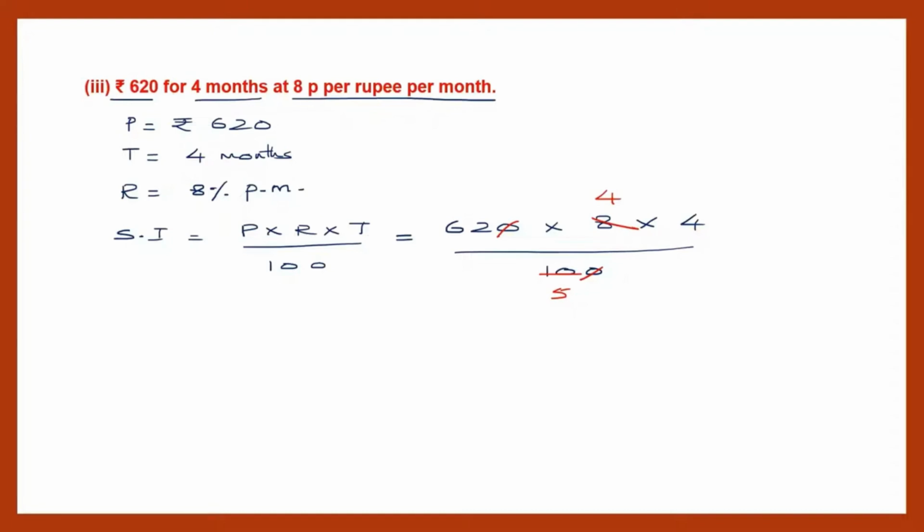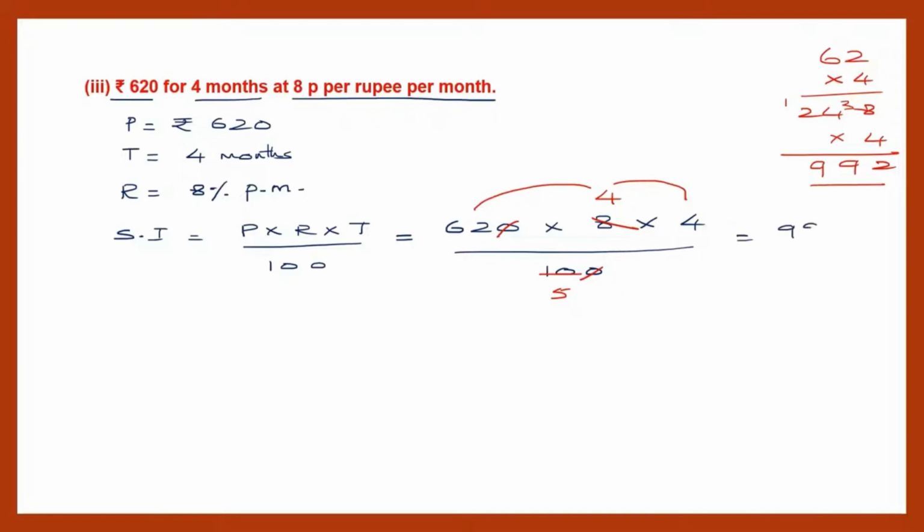No, that's it. Now we have to multiply the numerators. 62 into 4 first. So let's multiply that. 62 into 4. 4 2s are 8, 4 6s are 24. Now multiply again by 4 into 4. 4 8s are 32, carry 3. 4 4s are 16, 17, 18, 19, carry 1. 4 2s are 8 plus 1, 9. 992 by 5. So this is 992 by 5.